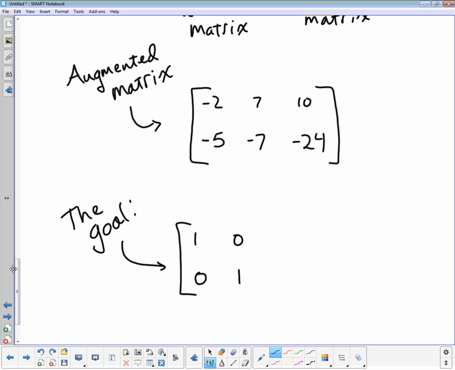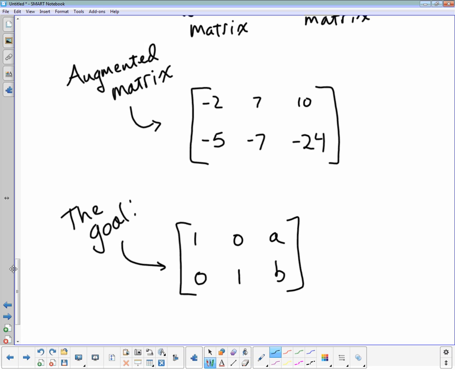Now, if you look at that, you'll see that if you think back to the system it belongs to, this thing represents 1x plus 0y equals a, whatever the heck a is, some constant. That's part of my answer. And the other line down here, 0x plus 1y, is some constant b. This is the goal.